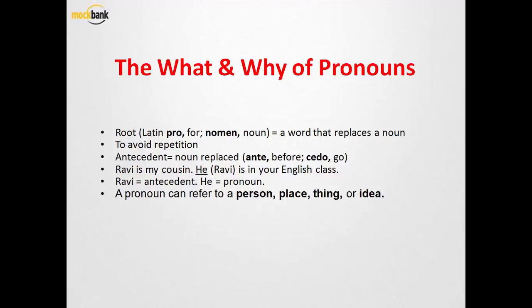This word is going to be very important for us. The word antecedent is made up of ante, which means before, and cedo, which means go. A pronoun can refer to a person, place, thing or idea. Same definition goes with noun. So what I have done is, if I say a noun can refer to a person, place, thing or an idea, I have replaced the word noun with pronoun.